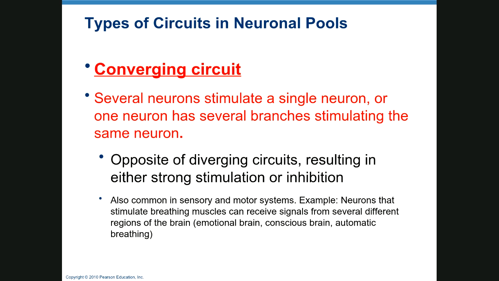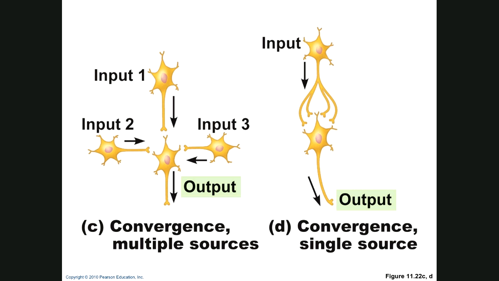A convergent circuit is exactly the opposite. Now you have several neurons that stimulate a single neuron. So this is the opposite. Again, this is common in sensory and motor systems. For example, the pathway that stimulates the breathing muscles can receive input from the cerebrum, because we could voluntarily initiate or stop breathing.